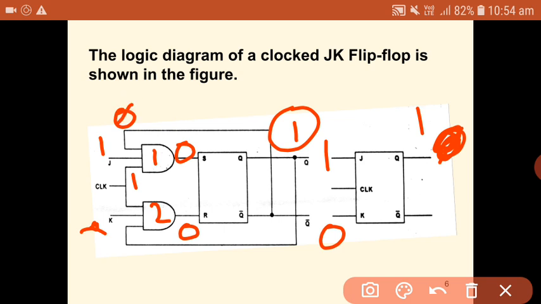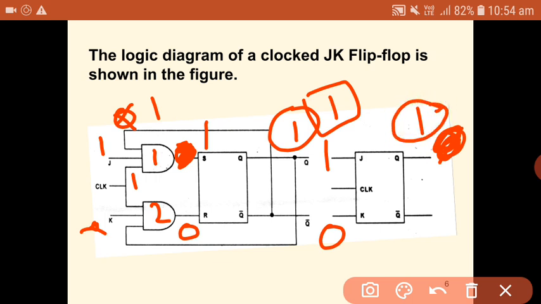Now instead of assuming Q bar as 0, assume Q bar as 1. What will happen to the output of the first AND gate? It won't be 0, it will now be equal to 1 because all three inputs of the first AND gate will be 1. So the output of the first AND gate will be equal to 1. That means S is equal to 1 and R is equal to 0, which makes the output also equal to 1.